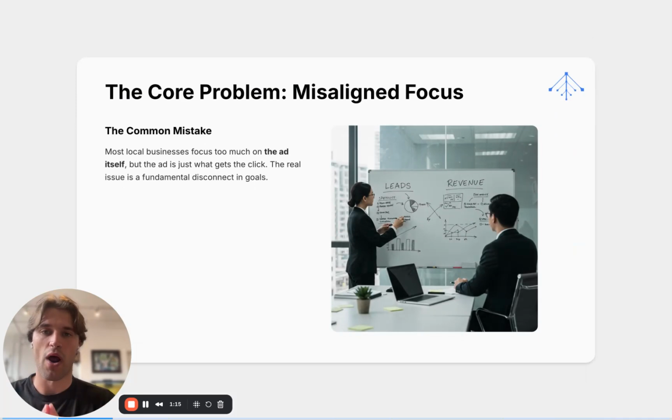So the core problem that most local businesses have when they're trying to get ads to work, because usually what happens is they work with someone to do it for them, or they try to figure it out themselves and they're still just not aligned with what they really should be focused on. And that's why the core problem is a misaligned focus. So most businesses focus way too much on what does the ad look like? What is the ad going to say? Well, how is this going to generate us a lead? Really, the ad is just to get the click.